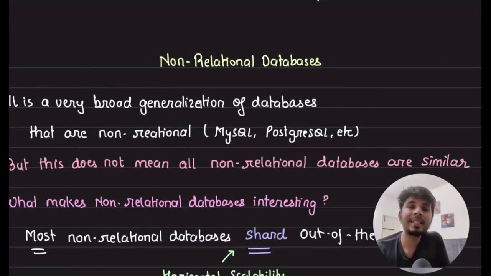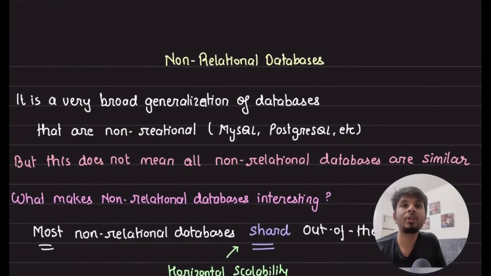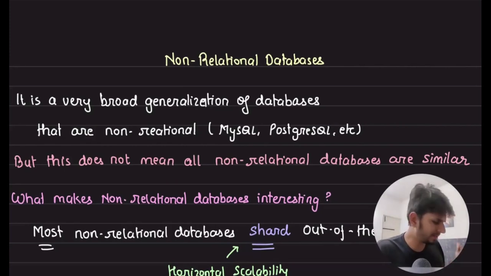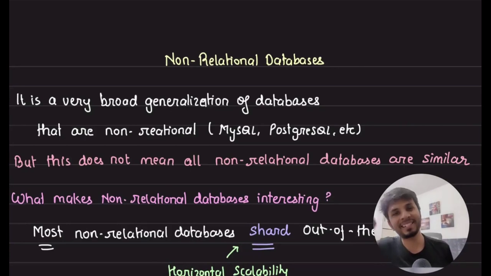So in this one, let's spend some time understanding what non-relational databases are. To be honest, it's a very broad generalization of a huge variety of databases that are not very similar to each other, right? People think that all relational databases are similar. That's true. But it does not mean that all non-relational databases are similar.